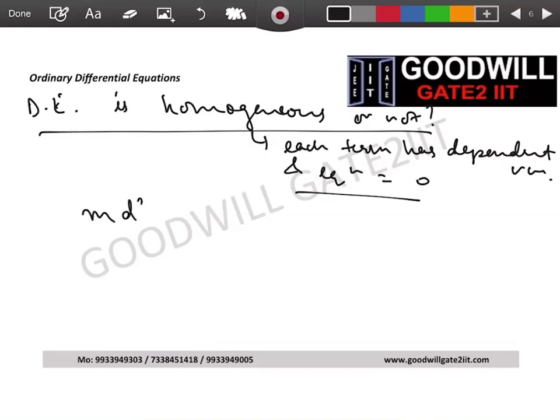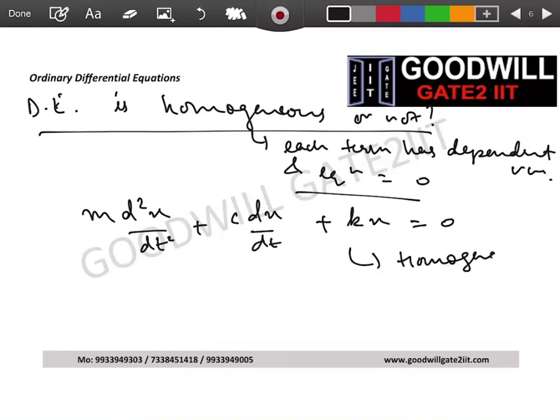Suppose we take our basic equation m d square x by dt square plus c dx by dt plus kx equal to 0. Please tell me whether this is a homogeneous equation or not. Yes, it will be a homogeneous equation.